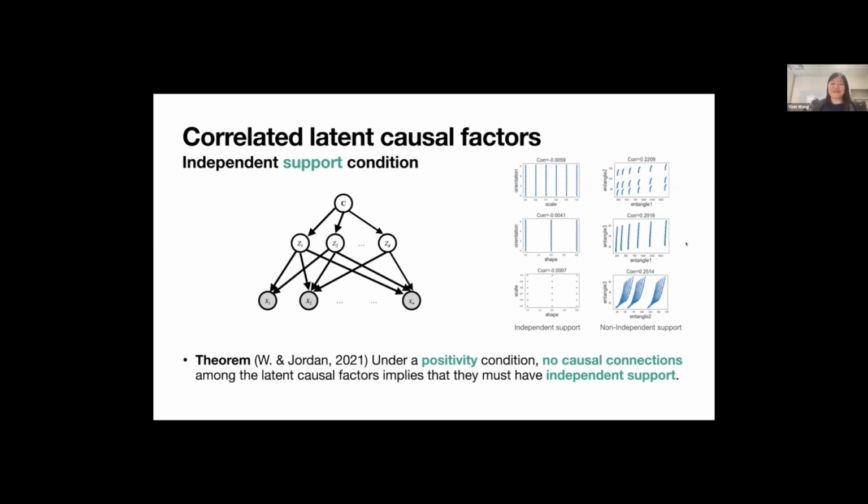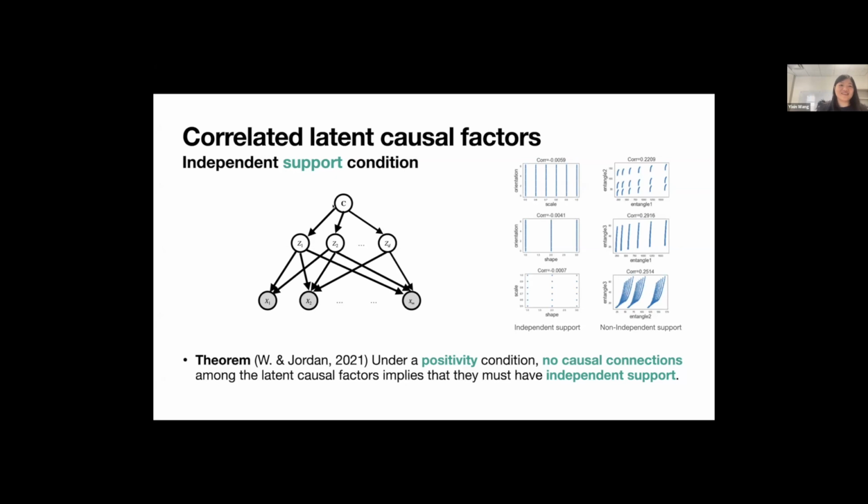It's important that independent support is a consequence of statistical independence, but not the other way around. So we're striving in a similar direction, but finding the middle ground where there's still something weaker to be satisfied, but they're not independent.